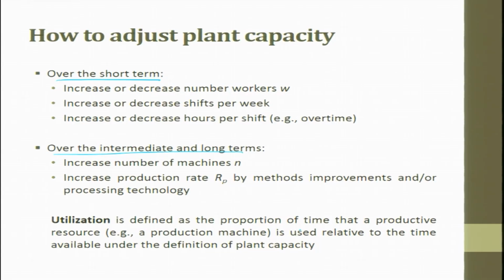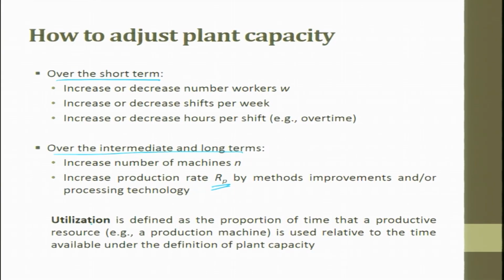By increasing or decreasing the number of workers, the plant capacity can be adjusted. Increasing or decreasing the number of shifts can also be done, as can increasing or decreasing the number of hours per shift. Over an intermediate or long term, increase or decrease the number of machines n. The production rate Rp can be increased by method improvement, processing technology changes, or automating the machine. So, these are long term solutions, and the earlier ones are short term solutions.